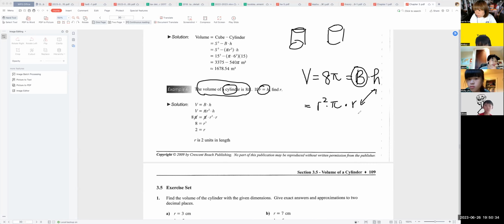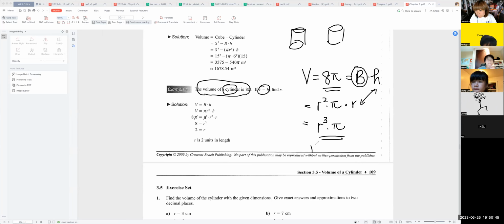Vicky, take a look. So we have what? Radius cubed times pi equals 8 pi. Correct, everybody? So radius equals what? Radius equals 2. Do you understand, kids? Why does radius equal 2? Do you see? Okay, I'm going to clear this and I want you to do it yourself.